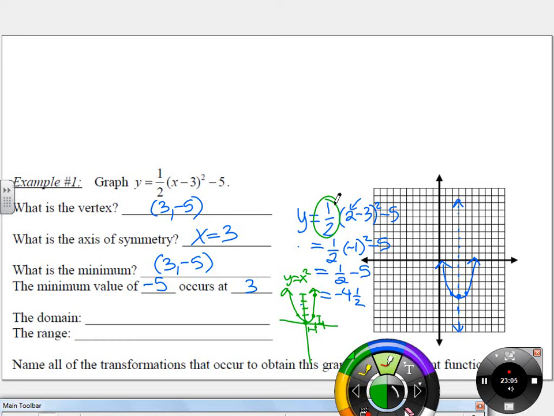So normally it was 1, and I just compressed it so it's half as big. So instead of being a distance of 1, it's now going to be a distance of 1/2. So you could go over 1, up 1/2. Notice that's where my point ended up, right?